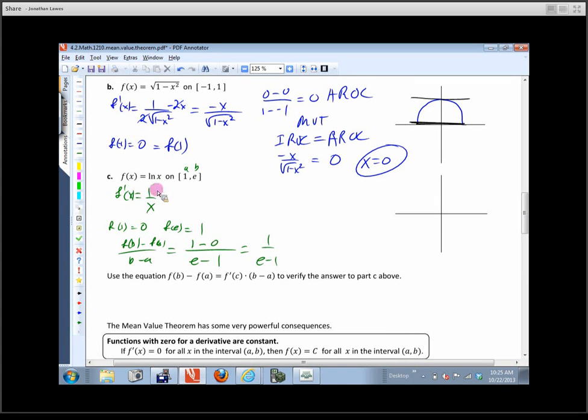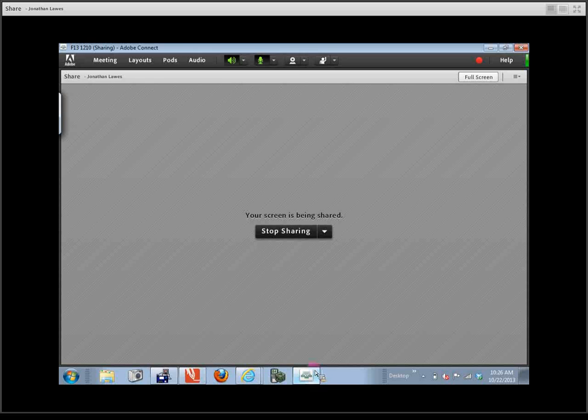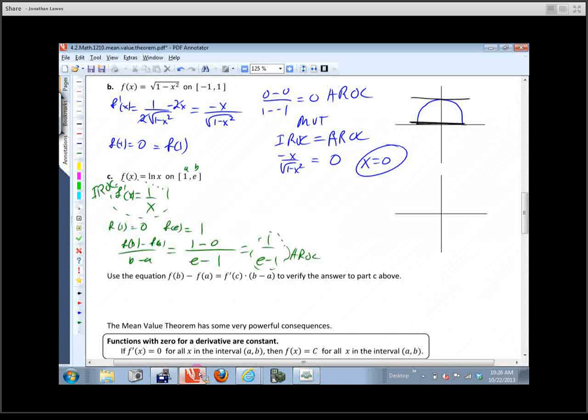So again, this is the instantaneous rate of change. I'm trying to have you look at this in several different ways. This is the average rate of change. What does the mean value theorem say? Yep, says there's at least one point where those two things ought to be the same. So let's set them equal to each other. Let's have 1 over x equal to 1 over e minus 1.